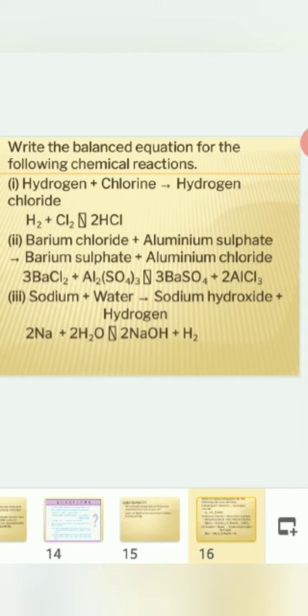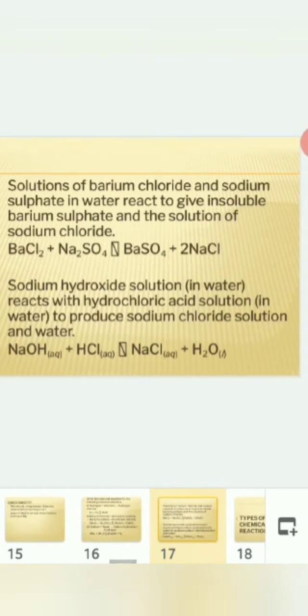So please take this down in your fair notebook, children. A solution of barium chloride and sodium sulfate in water reacts to give insoluble barium sulfate and a solution of sodium chloride. So barium chloride plus sodium sulfate gives barium sulfate plus sodium chloride. Sodium hydroxide solution in water reacts with hydrochloric acid in water to produce sodium chloride solution and water. So sodium hydroxide plus hydrochloric acid gives sodium chloride plus water.